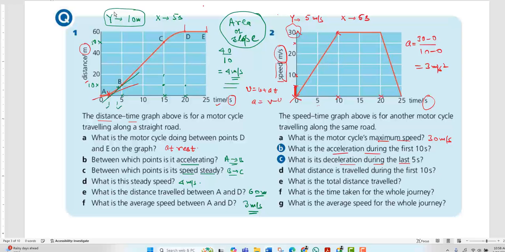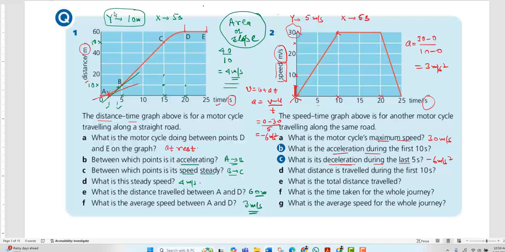Acceleration would be v minus u divided by the time interval. What is the final velocity? Going from 20 to 25, the final velocity is 0. Initial velocity is 30. Time is 5 seconds. So what would the answer be? Minus 6 meter per second square. You have to take the negative sign because it is de-accelerating. The speed is decreasing, na?